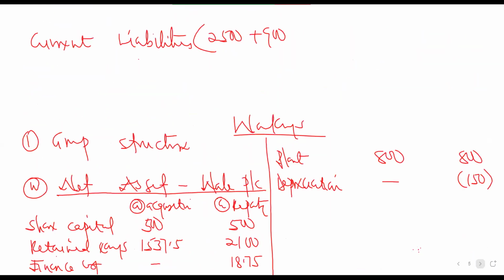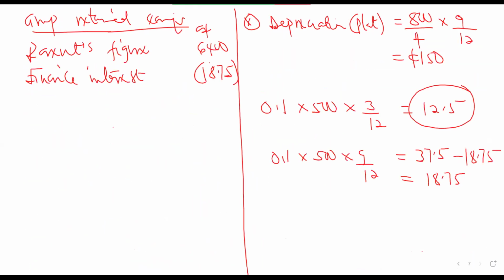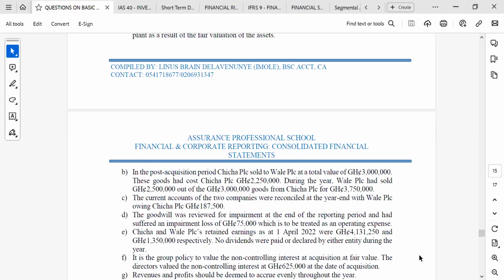So we have to do provision for unrealized profit. Let's calculate our provision for unrealized profit. This one, you have not been given a percentage, so you have to look for a way of doing this. The goods were sold for how much? 3 million, not 3.75 million.